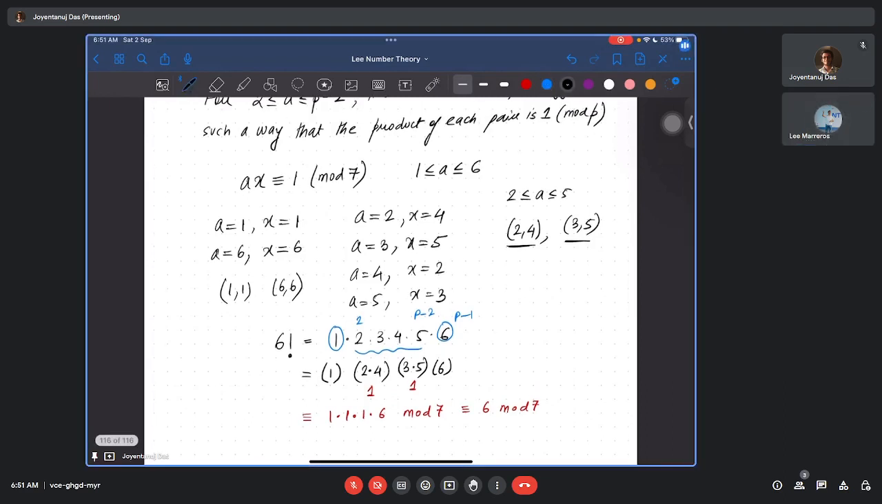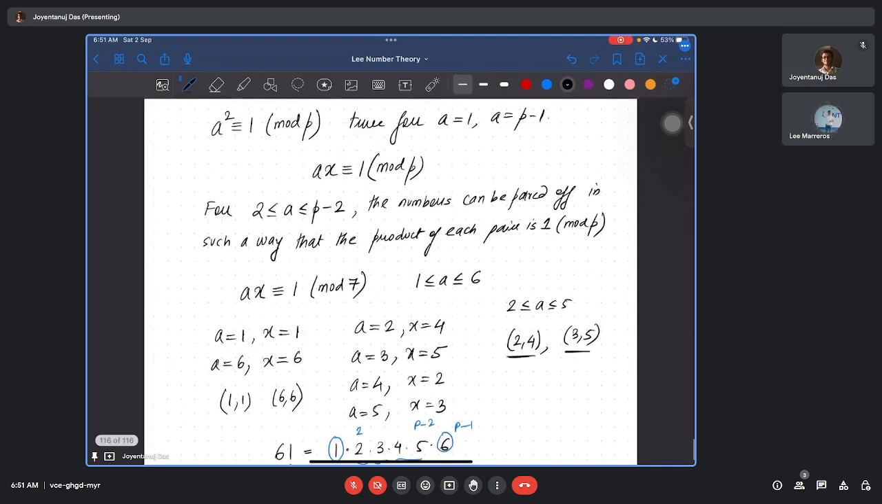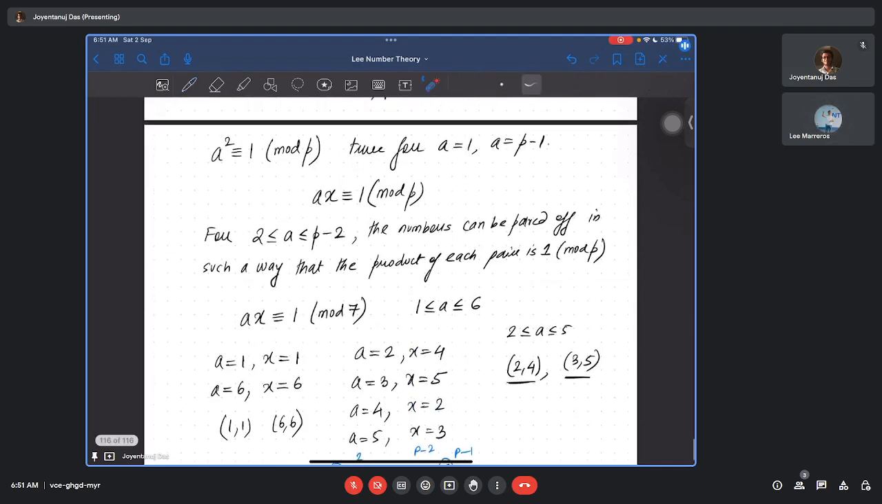So if we now go back to the general proof, here we are separating 1 and p minus 1. Now if I look between 2 and p minus 2, the numbers can be paired in such a way that the product of each pair is 1 mod p.